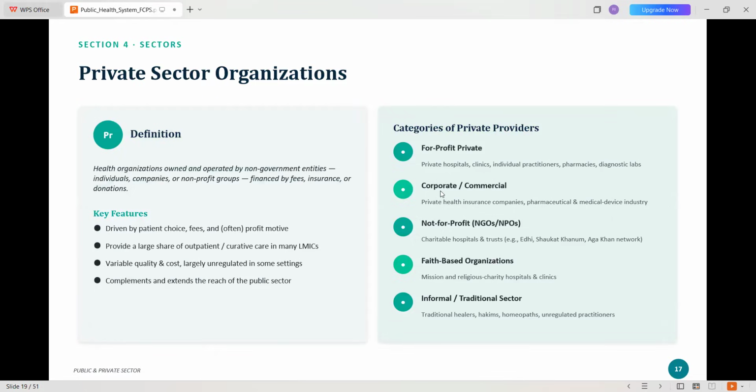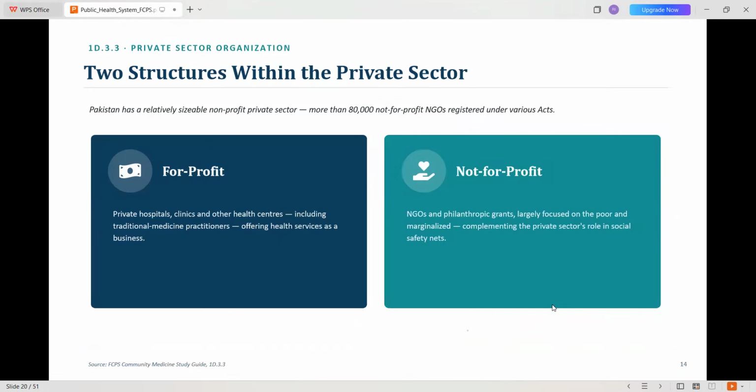The categories of private providers include, for profit: private hospitals, clinics, individual practices, pharmacies, and diagnostic labs. Corporate or commercial providers include private health insurance companies, pharmaceutical companies, and medical device companies. Not for profit includes NGOs and NPOs, charitable hospitals, and trusts, for example, Shaukat Khanam and Aga Khan. Faith-based organizations include mission and religious charity hospitals and clinics. Informal, the traditional sector, includes traditional healers, hakims, homeopaths, and unregulated practitioners.